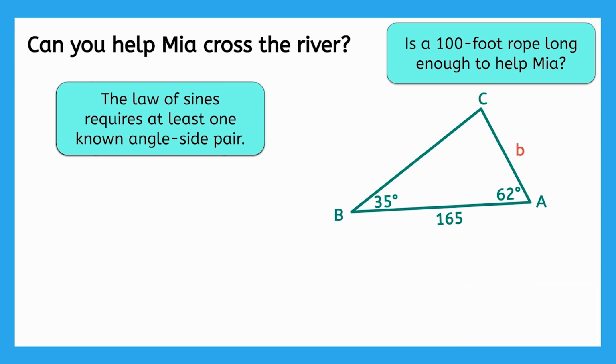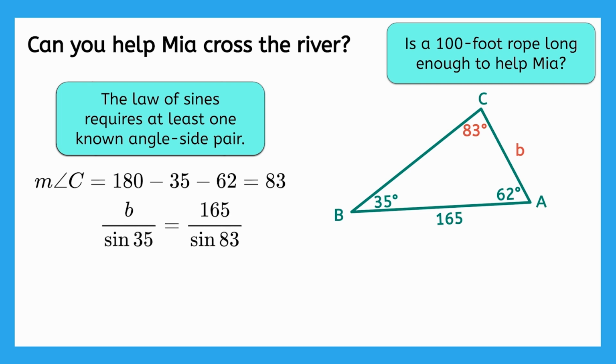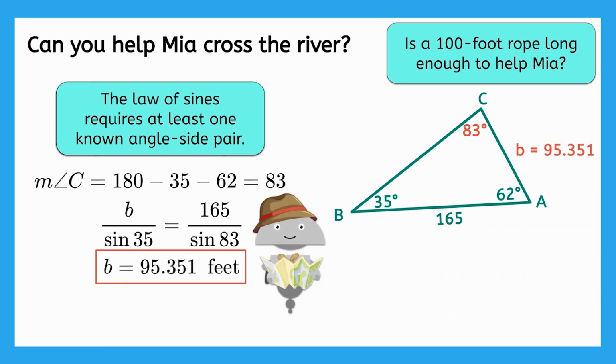The triangle sum theorem tells us that angle C must be 83 degrees. Since I'm solving for a side length, I set up the law of sines proportion with side lengths in the numerators. b over the sine of 35 equals 165 over the sine of 83. Solving for b gave me 95.351 feet. Great! The rope will reach Mia to help her cross the river.